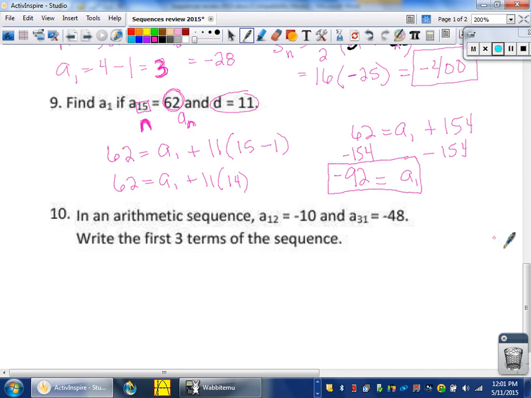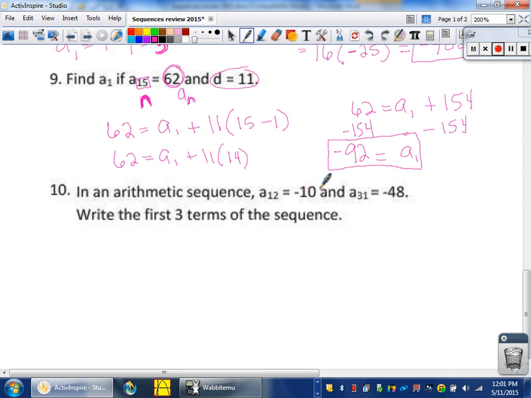Now here is the most difficult one. We know these terms. We need to first find the first term and the difference. So we need to figure out what the difference of these terms is if you know two terms. We know the 12th term was negative 10. We know the 31st term was negative 48. So we can do negative 48 minus negative 10, divided by the terms themselves, 31 minus 12. The 31st term minus the 12th term divided by 31 minus 12.